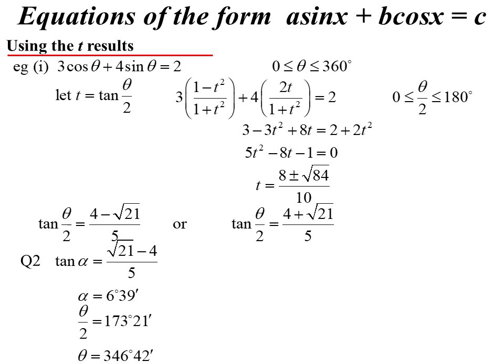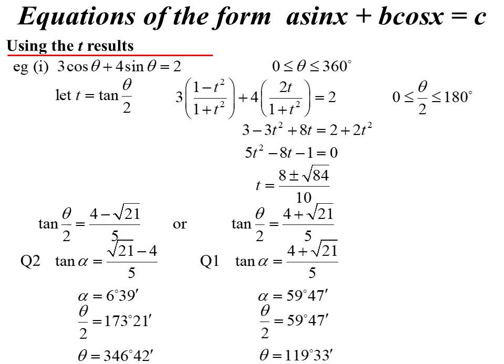Now we go to the other one. That will give me the acute angle that I'm looking for, 59 degrees 47. Double it, there's the other answer, 119.33. The one thing you have to be careful of with this method, you always have to check, is 180 degrees a possible answer? Because the t results will not find it.